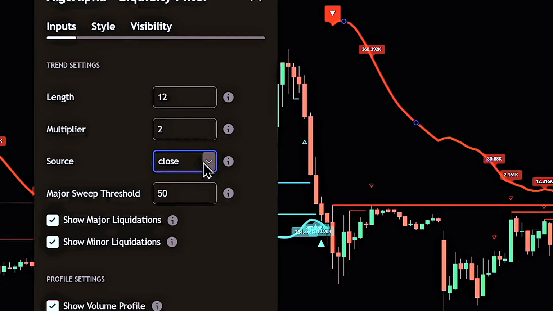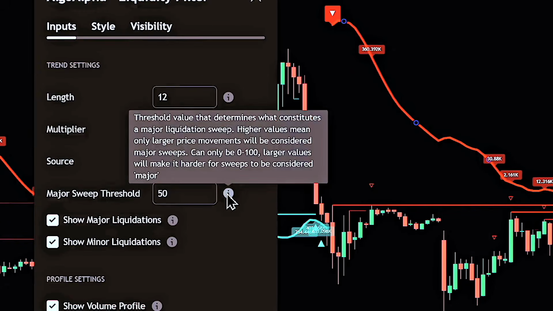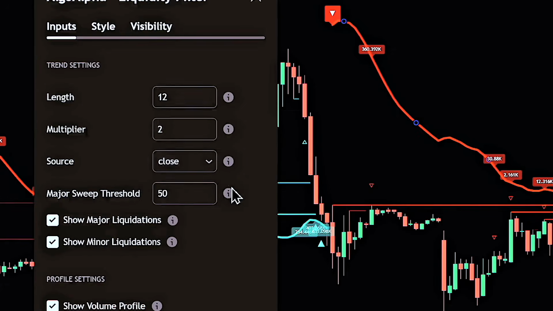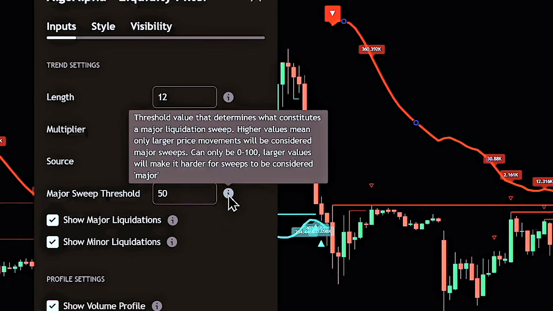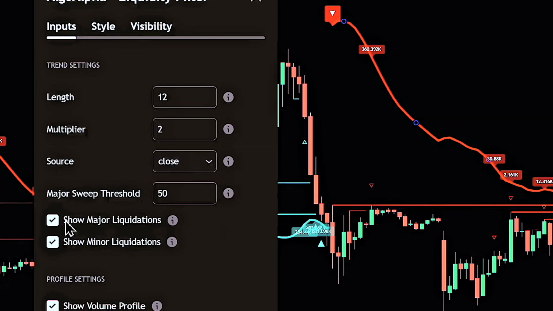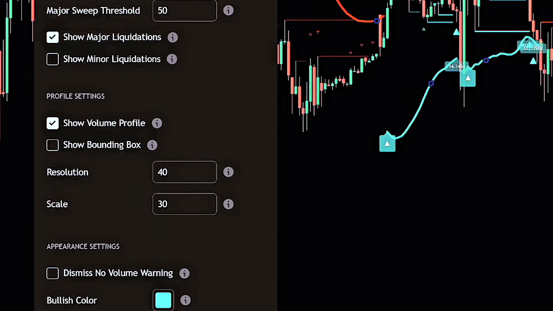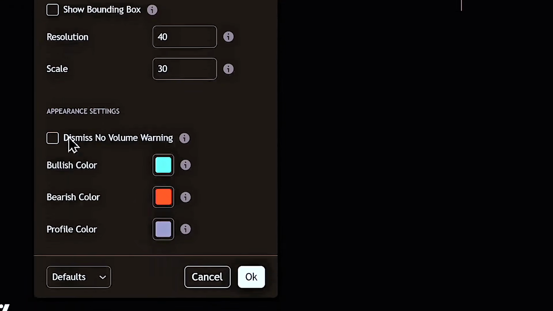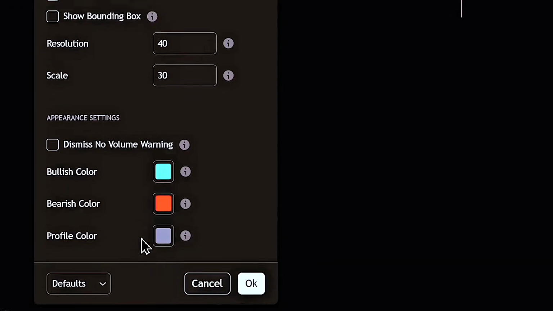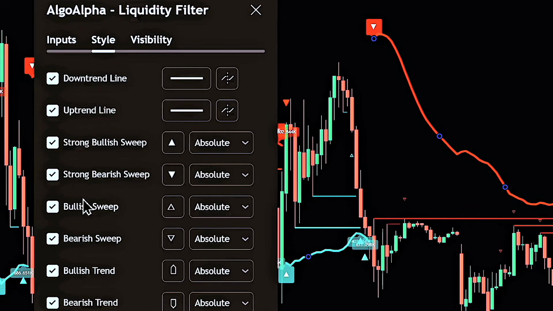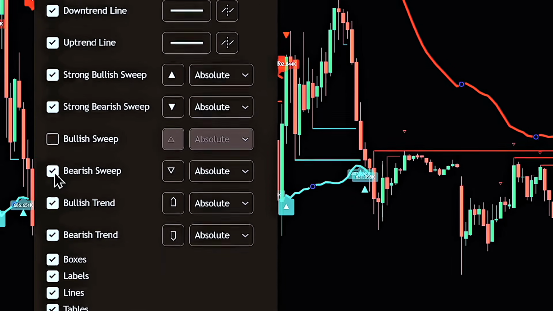The major sweep threshold determines what counts as a major sweep. Higher values mean only bigger moves qualify, and it's on a 0 to 100 scale. You can also toggle minor liquidations off if you're only interested in major sweeps, like I am for my strategy. I also hide the bounding box but keep the volume profile on. You can mess with colors and other visual options in your Style tab to clean up the chart.